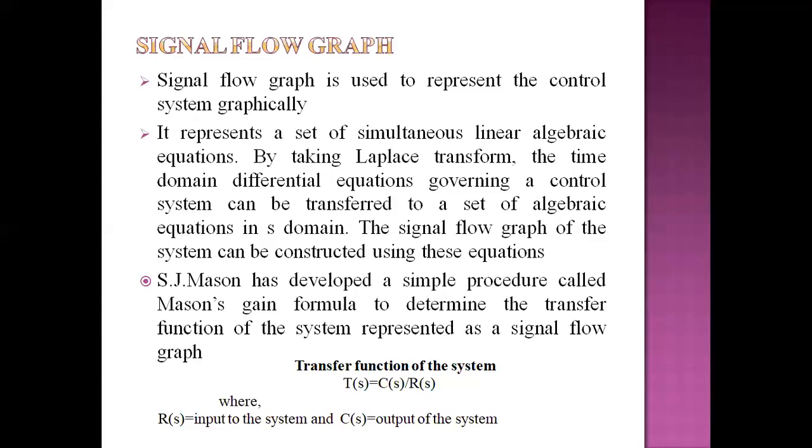S.J. Mason has developed a simple procedure called Mason's gain formula to determine the transfer function of the system represented as a signal flow graph. Transfer function of a system can be defined as the ratio of the Laplace transform of output to the Laplace transform of input. So normally in a system, R of S is represented as input to the system and C of S as output of the system.